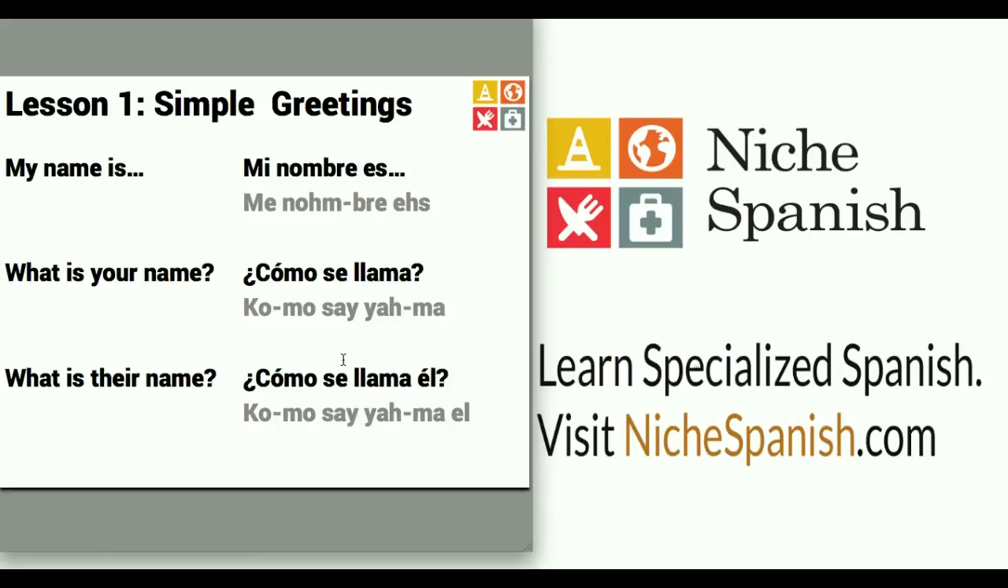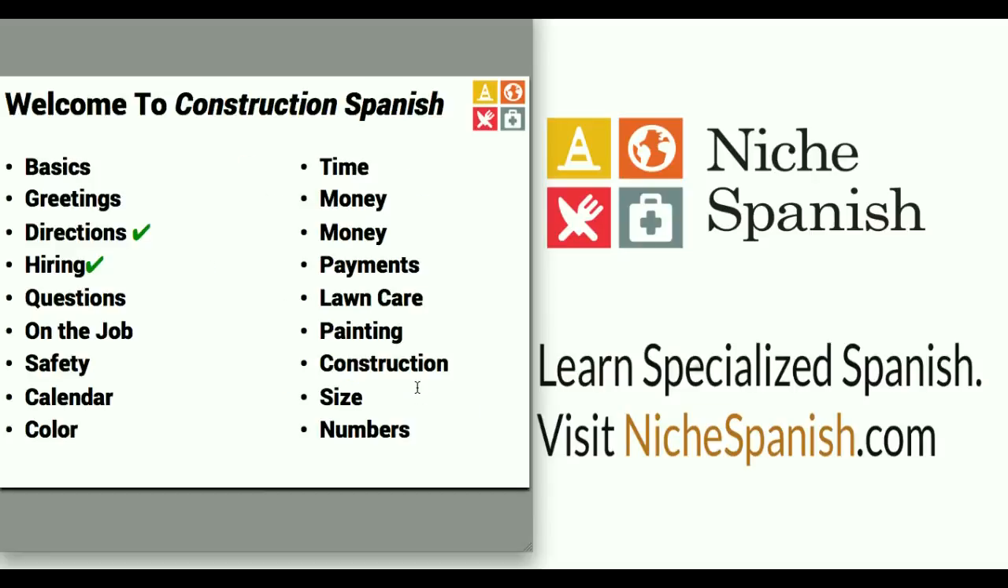You would just say, ¿Cómo están? Next, going over what to call people or what to call yourself. My name is, you would say mi nombre es, and then your name. What is your name? To say it nicely is ¿Cómo se llama? And what is their name? Like if you're trying to get somebody's attention and you don't know their name, you would say ¿Cómo se llama él? It's just kind of a general reference to a random person, say you're pointing to.